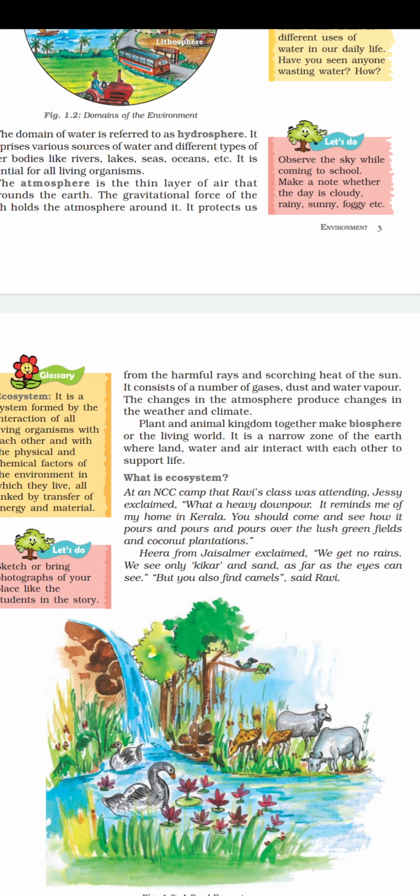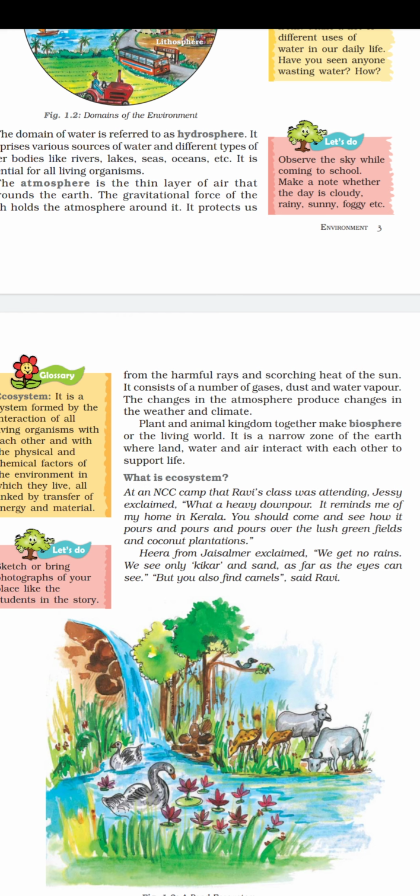Okay, children. Because this atmosphere is there, changes in weather and climate take place. If there is no atmosphere, there is no change in climate and weather. Now, the plant and animal kingdom together make the biosphere. The place where the lithosphere, the atmosphere and the hydrosphere come in contact, and where all the living beings, the plant and animal kingdom, live together, makes the biosphere.